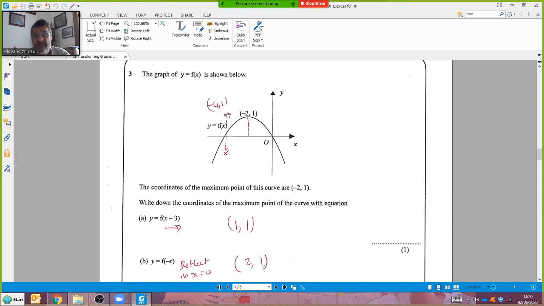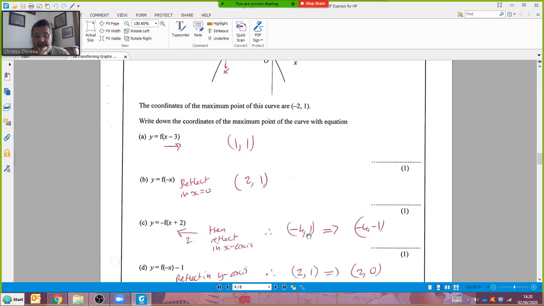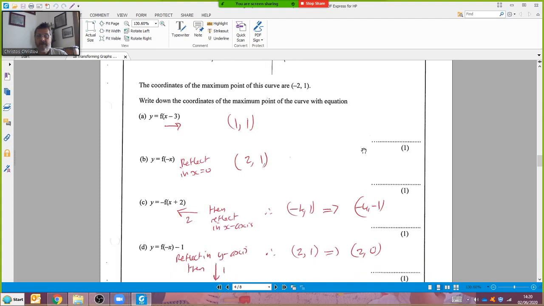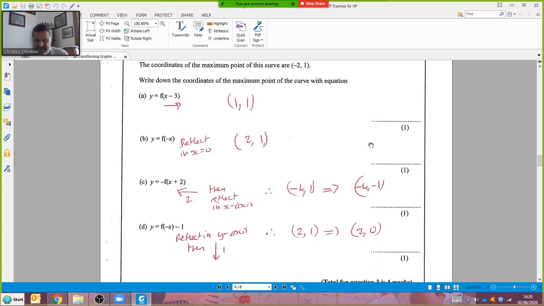Now reflect the minus 4, 1. Be minus 4, minus 1. Did I get it right? Yeah, I've reasoned correctly. Again, this is quite difficult, worth more than a mark. This one, I think, is easier.